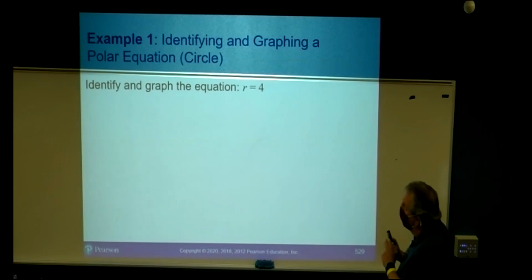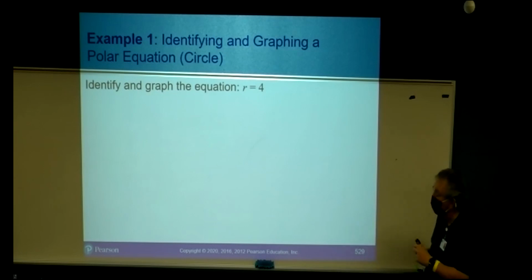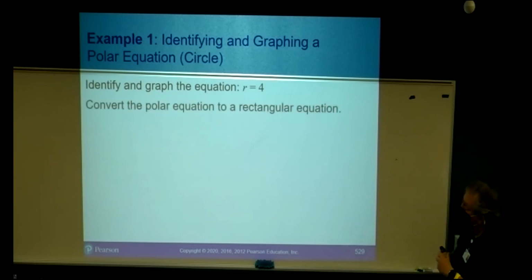So identify and graph the equation r equals 4. The radius is 4. What does that look like? Radius is 4. Does it specify an angle? So everything that's the radius is 4. What does that look like? Yes, just a circle. It's just a circle.